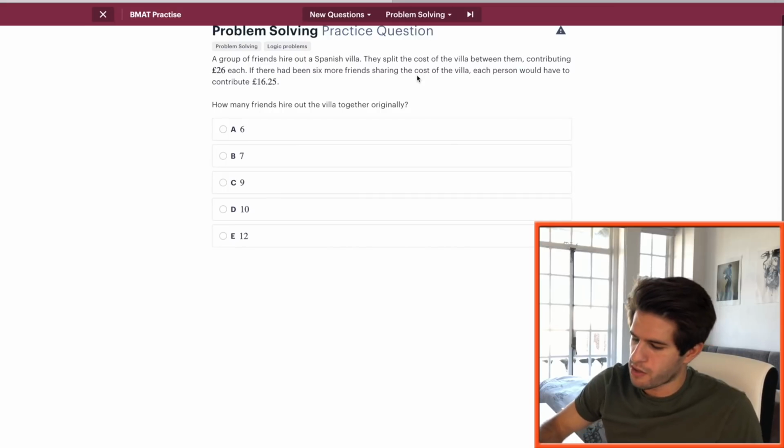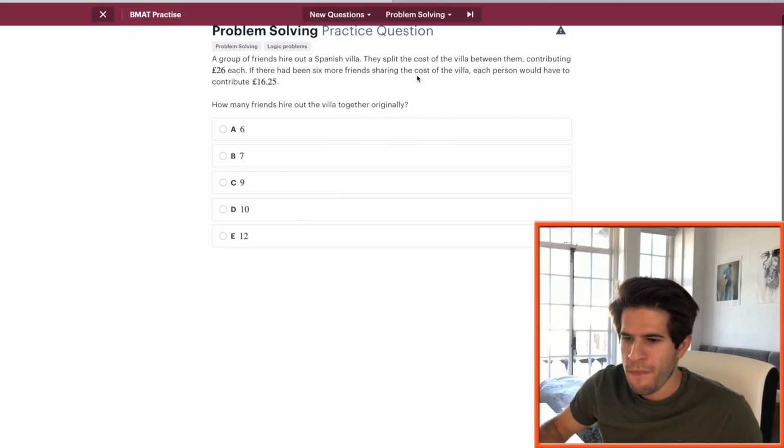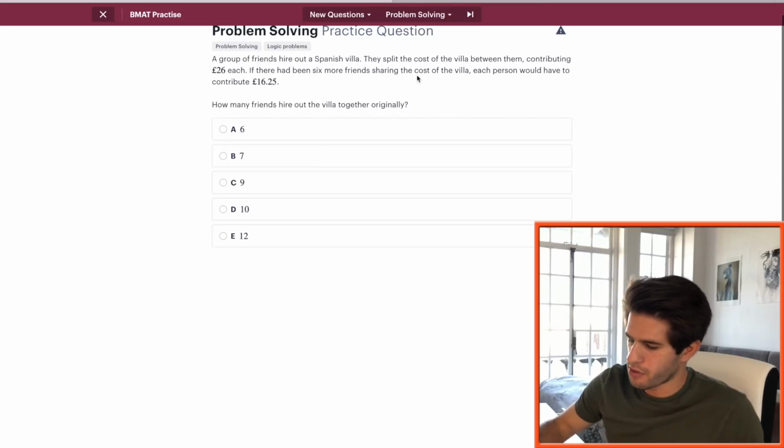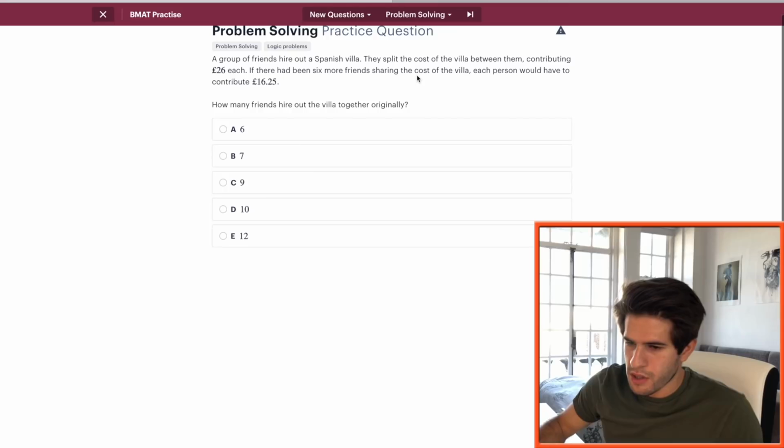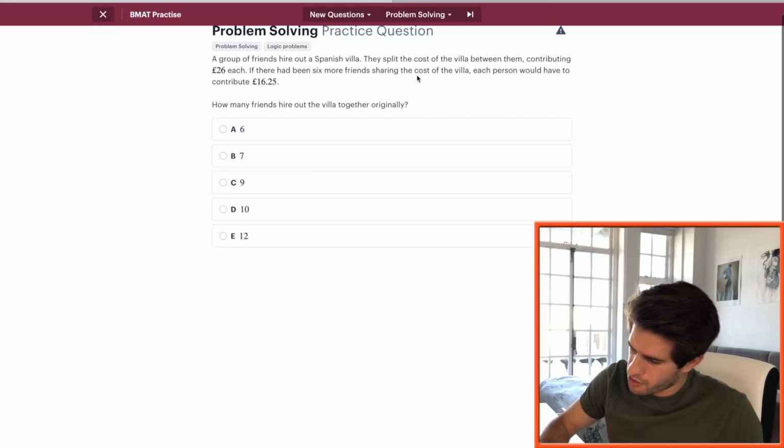So a group of friends, let's call them X, split the cost of the villa between them, contributing 26 each. So the total number divided by the group of friends X is equal to 26, okay? Now, if there had been 6 more friends sharing the cost of the villa, each person would have had to contribute this. So we have another equation with the same total number, Y, over X plus 6, equal to 16.25. So now let's solve these two equations.